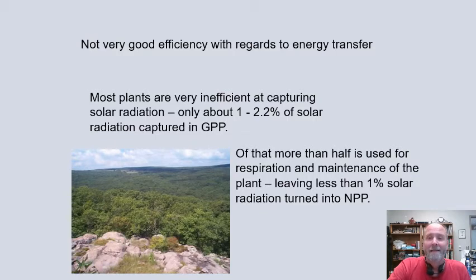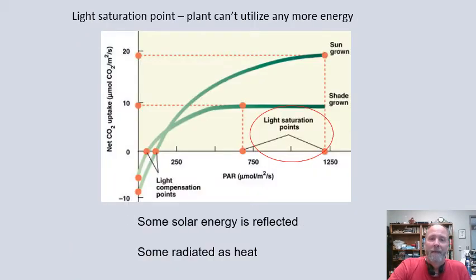Okay, so we can already see that this is pretty inefficient. Some of that energy that's hitting the plant just can't be absorbed, because remember, we have that light saturation point, the point at which it doesn't matter how much more light you add, the plant is not going to be able to convert it into carbohydrates or use it for photosynthesis. A lot of this energy is reflected. Some of it gets transferred as heat. It heats up the leaf. All those different things. So anything above that light saturation point isn't converted into gross primary productivity.